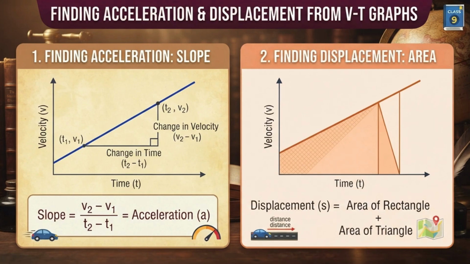Slope of the graph is equal to acceleration and area under the graph is equal to displacement. These are two of the most frequently asked concepts in school exams, numericals, and even higher classes. So make sure you remember them well.